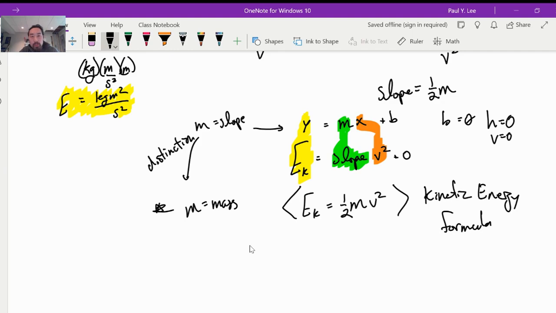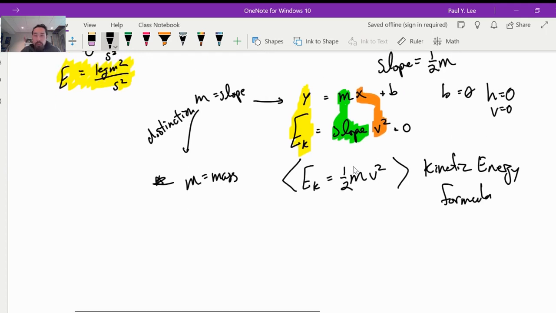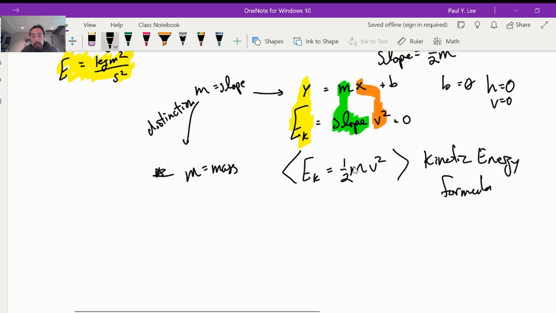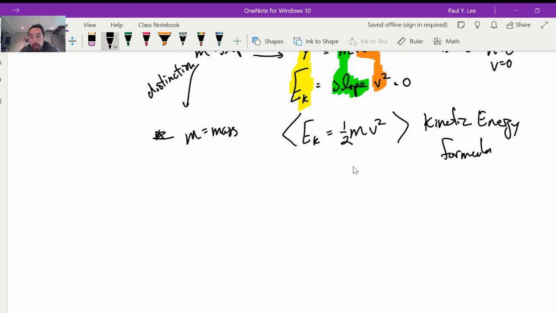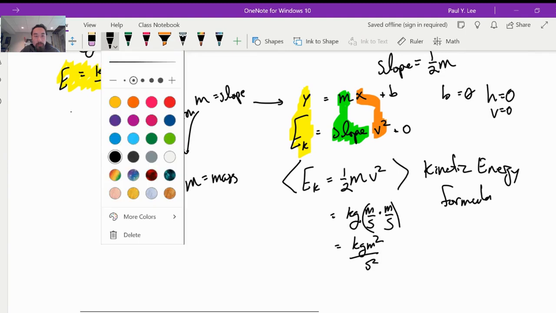Now, I want to go back to the units that we had for energy and see what that all translates into. So if you take a look, the 1/2 doesn't have any units, so I'm just going to cancel that out. The units for m is kilograms, and velocity is meters per second. But if we do meters per second times meters per second, because our velocity is squared, we get kilograms meters squared per second squared, which is the units that we started off with earlier, up here.